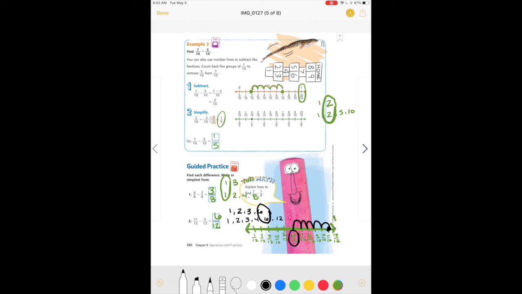So I need to divide 6/12 by 6 on top and 6 on bottom. 6 divided by 6, any number divided by itself is always 1. And 12 divided by 6 is 2. So our final answer for number 2 should be 1/2.